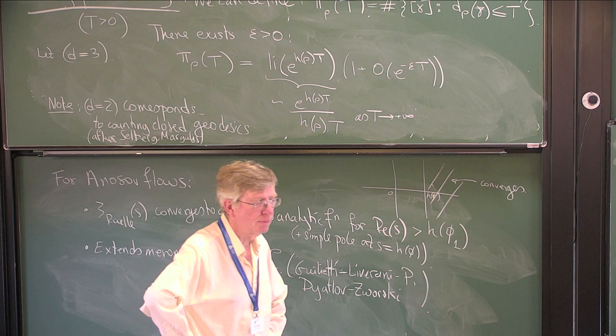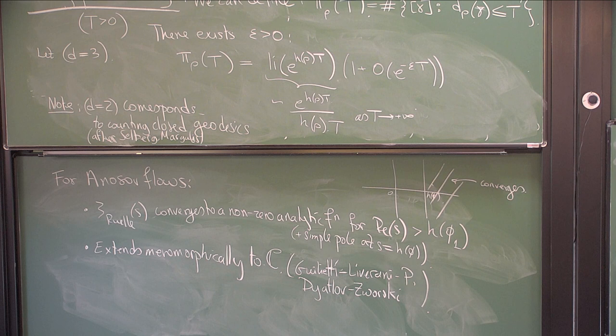In the Selberg, in the SL2 case, the poles are related to eigenvalues of the Laplacian. Do you know here what you would expect to be the poles of this function? Do I know what I would expect? I have no idea, actually.